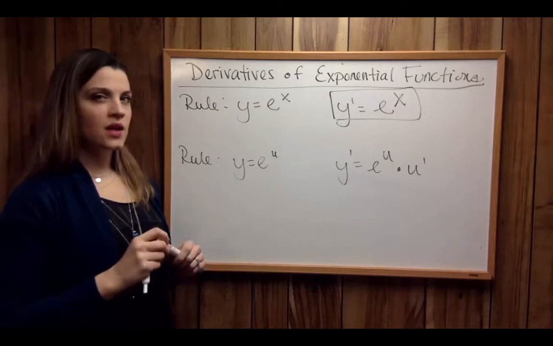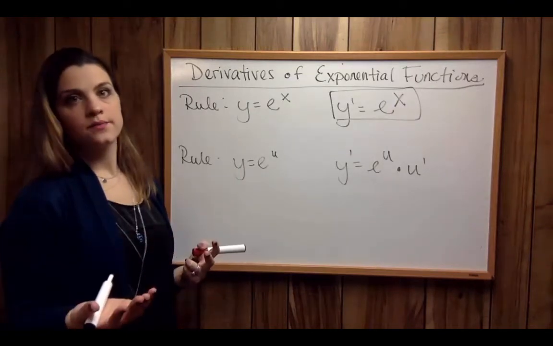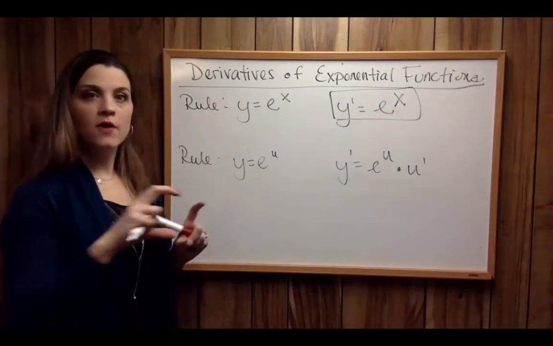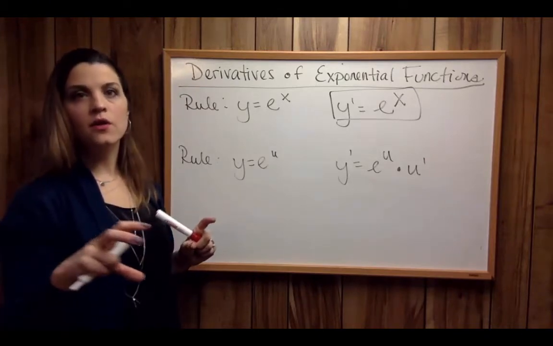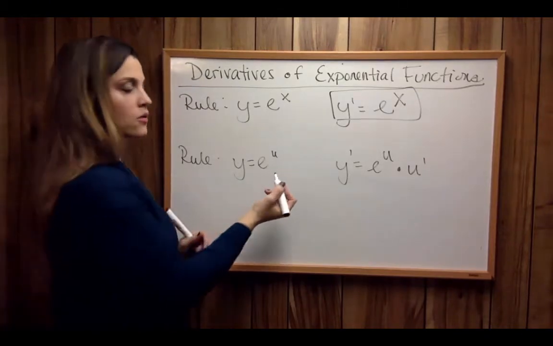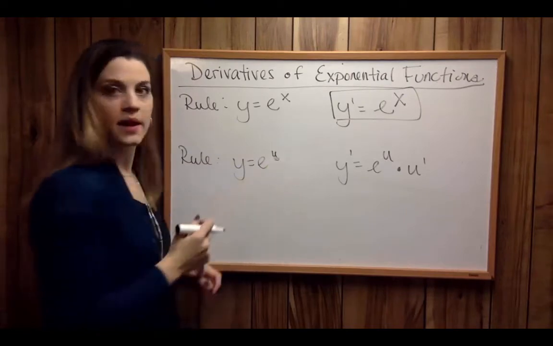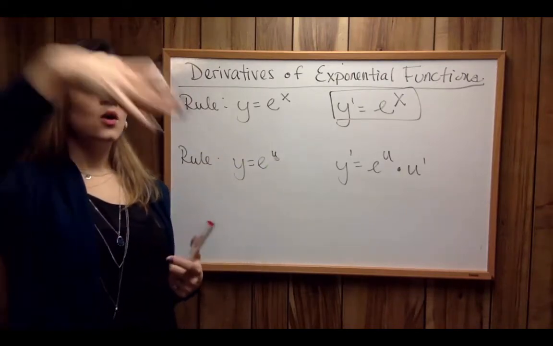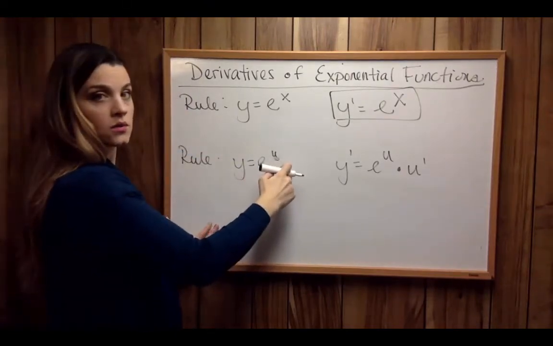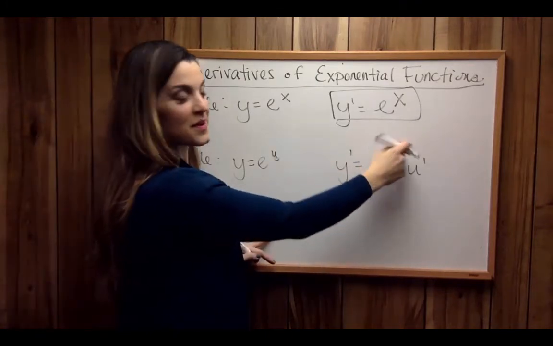Now, what if the exponent isn't just x? So what if the exponent is some function like x squared or 4x to the third? So that's that chain rule that comes into play now. So what if it's e to the u? Well, the derivative of e to the u is still e to the u, but you times it by u prime.